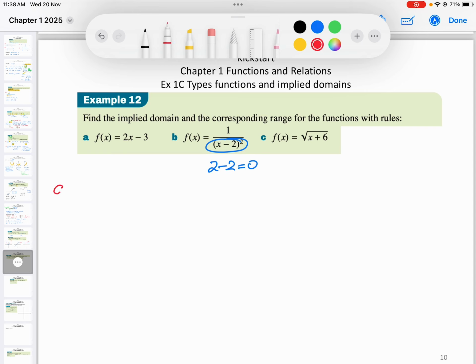So let's have a look at A. With something like 2x minus 3, the domain can be all the values, so we say R, and the range can be all the values R. It's just a boring old straight line.